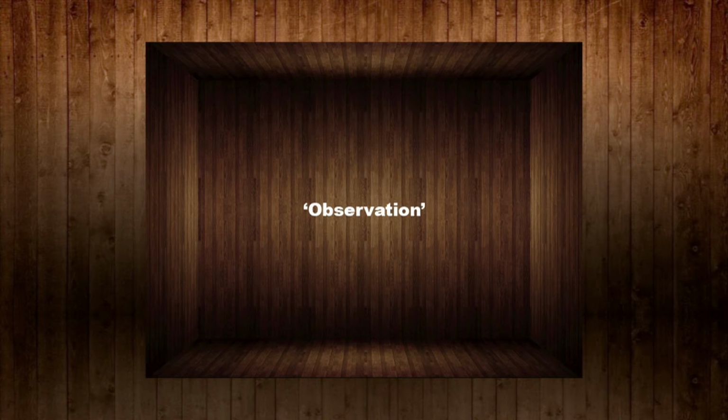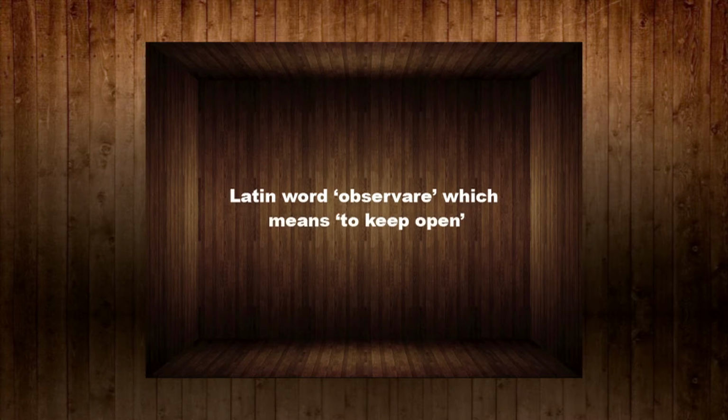With the development of psychology as an objective science of behavior, the method of introspection was replaced by careful observation of human and animal behavior. Observation literally means looking outside oneself. The word observation has been derived from the Latin word observer, which means to keep open.